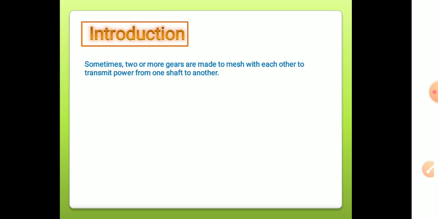First thing is an introduction. What is meant by a gear train? Sometimes two or more gears are made to mesh with each other to transmit power from one shaft to another. Why do we use gears? To transfer motion or power from one shaft to another shaft. Here two or more gears are made to mesh. Such a combination is called a gear train or train of toothed wheels.